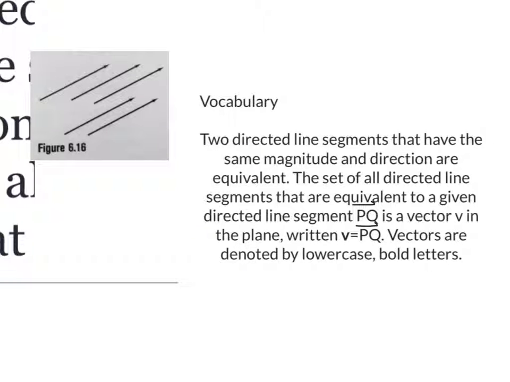A little bit more vocabulary. Two directed line segments that have the same magnitude and direction are equivalent. The set of all directed line segments that are equivalent to a given directed line segment PQ is a vector v in the plane, written v equals PQ. Vectors are denoted by lowercase bold letters, so you'll start seeing more lowercase bold letters, and again, those are vectors.